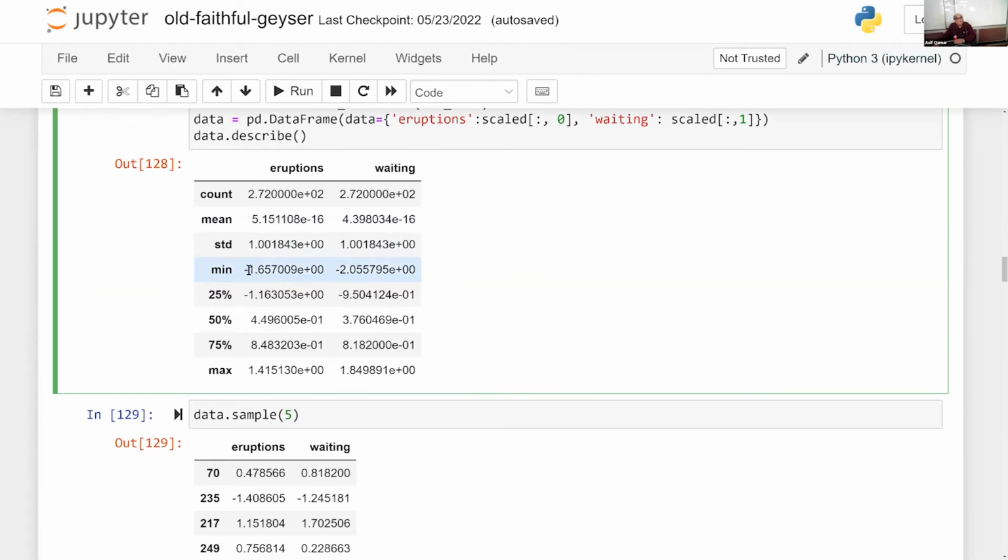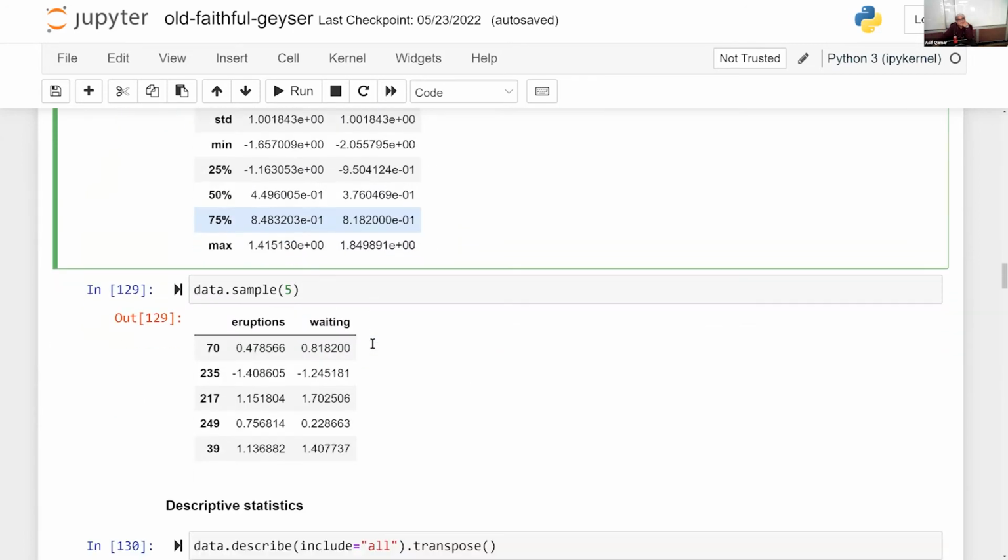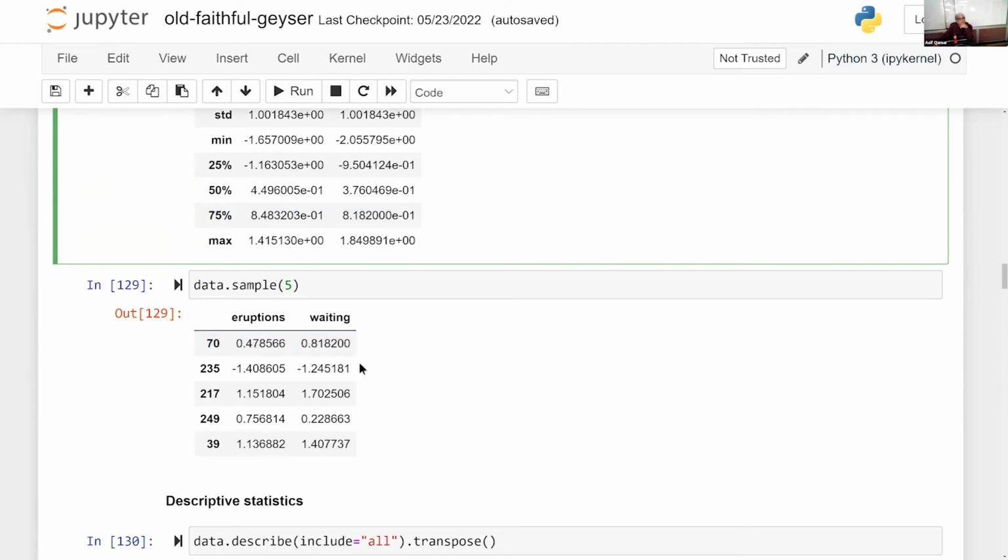You have values from min to max. You can see it goes from minus 1.6 to 1.4. As I told you, there are no outliers in the data. You can see a sample of the standardized data now. You can see those values are small. They're not huge numbers.